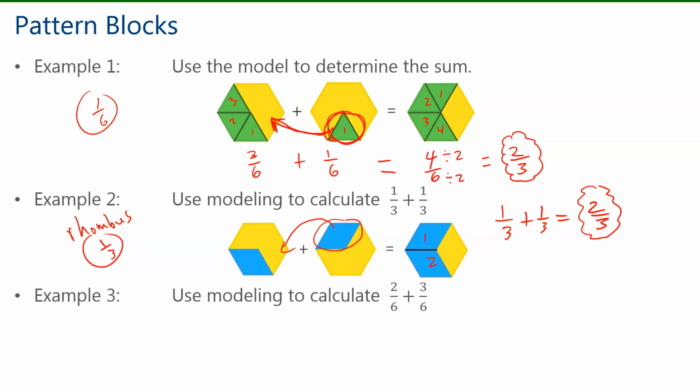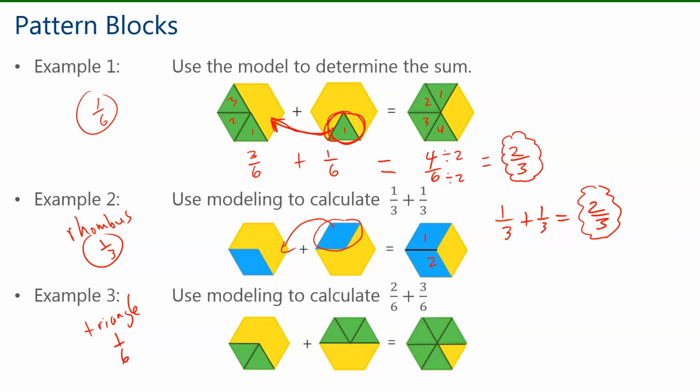Similarly, 2/6 plus 3/6. Every triangle is a 6. So 2 triangles gives me 2/6. 3 triangles gives me 3/6. Combine everything into one hexagon, into one whole, we get 5/6. So 2/6 plus 3/6 equals 5/6. And can 5/6 reduce? No, it cannot. That is simplest form.